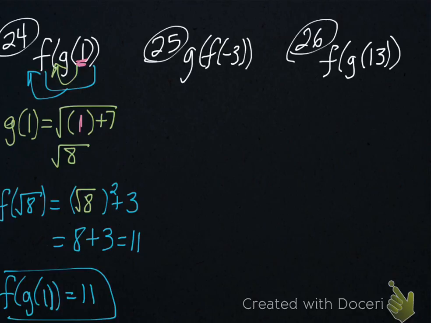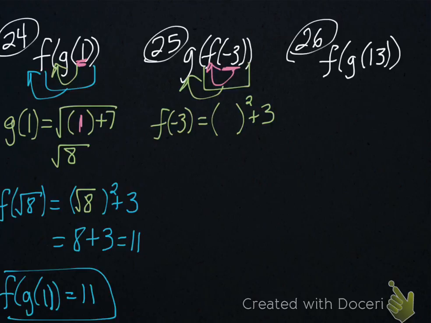Let's look at 25. What am I plugging in first? Negative 3. Where? I plug it into f. Then I take that whole thing and plug it into g. So, start with the f function. F of negative 3. Well, the f function is something squared plus 3. I'm plugging in negative 3. So negative 3 squared is positive 9. 9 plus 3 is 12.